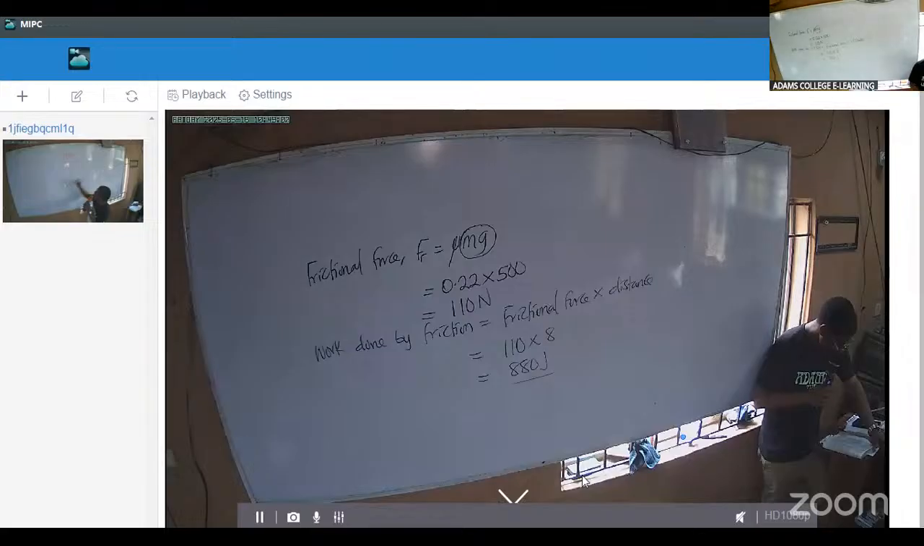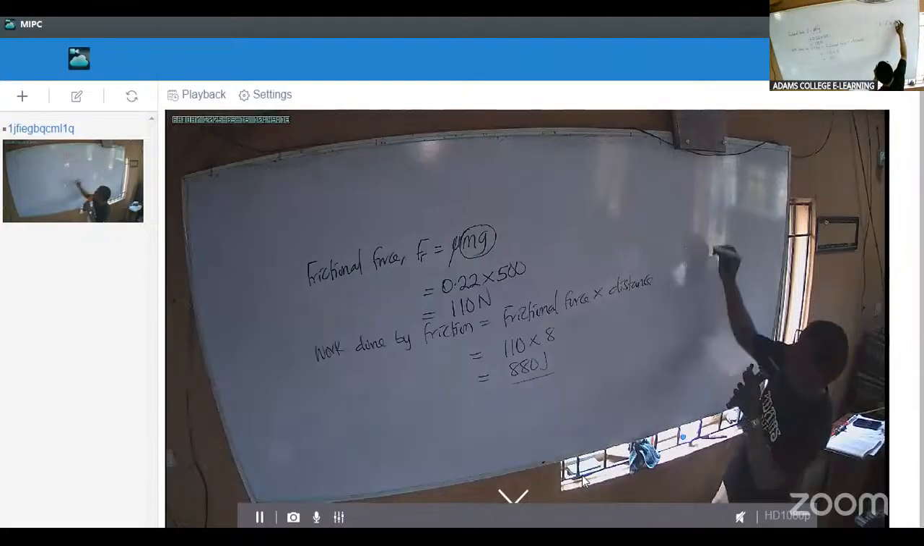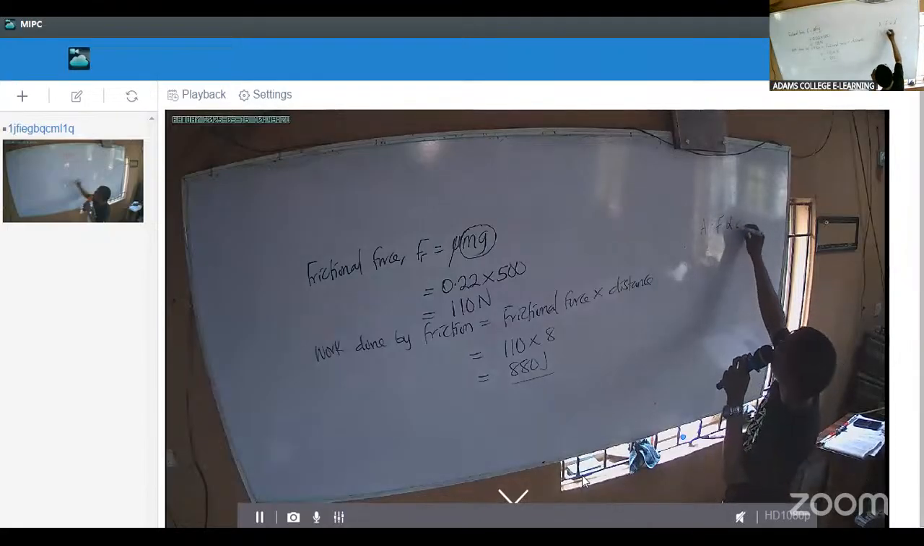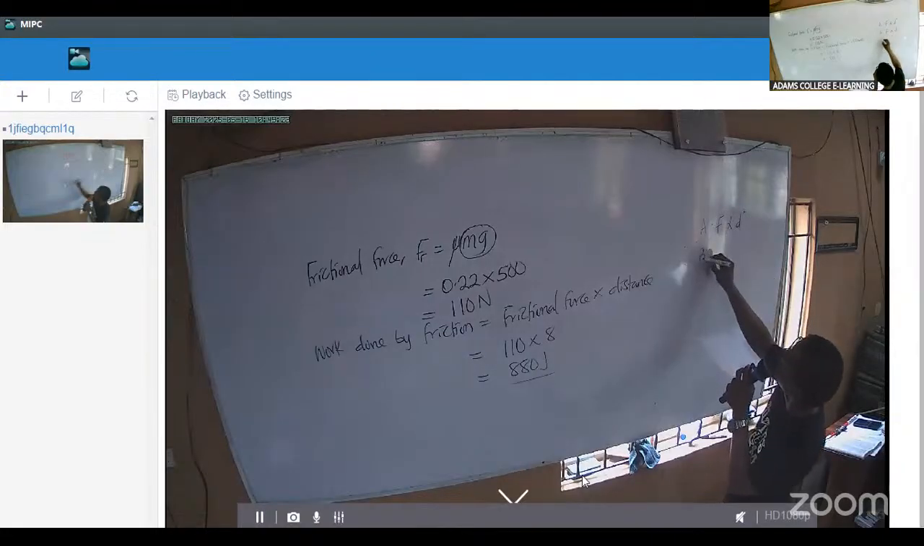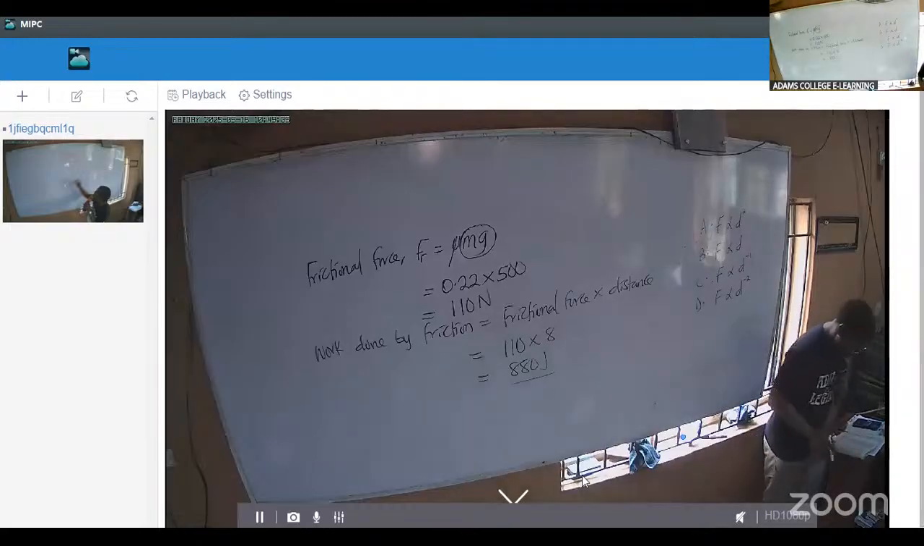If we are not careful, you will miss some. Write the options and pick one. A: F is proportional to D squared. B: F is proportional to D. C: F is proportional to D to the power minus 1. And D: F is proportional to D to the power minus 2. Pick one answer.